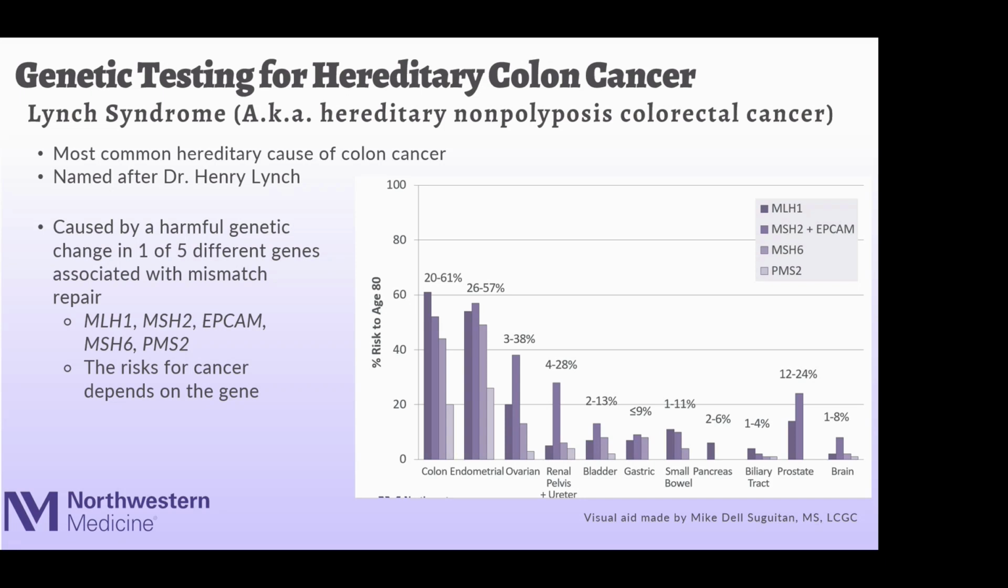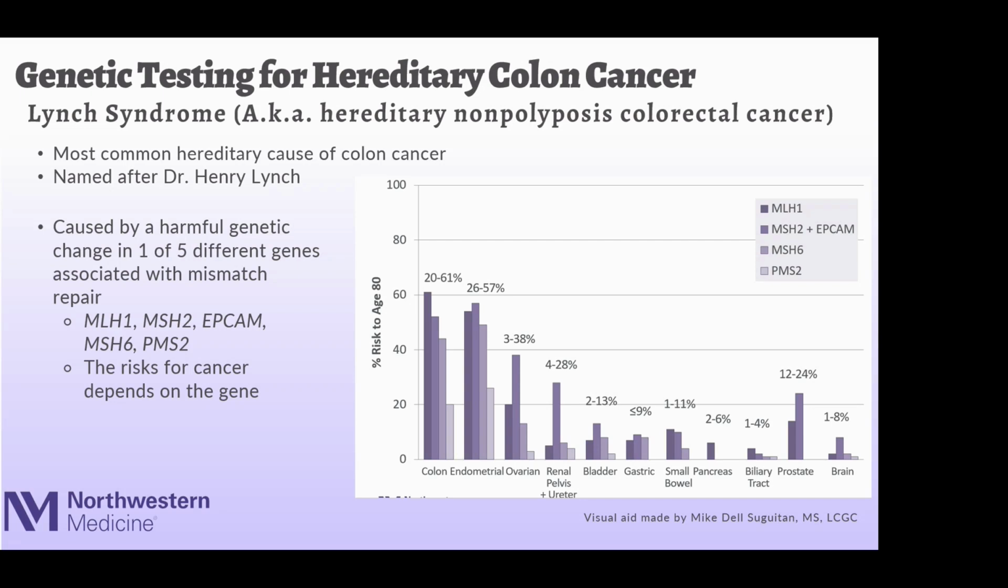To give an example of how management changes for these patients, typically for colon cancer, we change the frequency of colonoscopies from every 10 years, potentially to every 1 to 2 years, to screen more frequently for that cancer, and remove colon polyps if identified. And then for females, there's an increased risk for uterine and ovarian cancer.